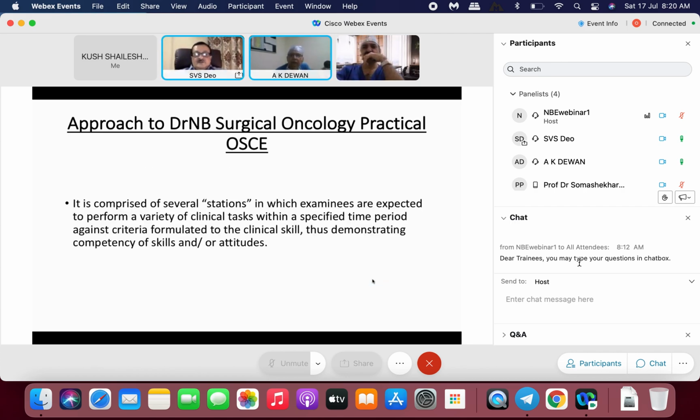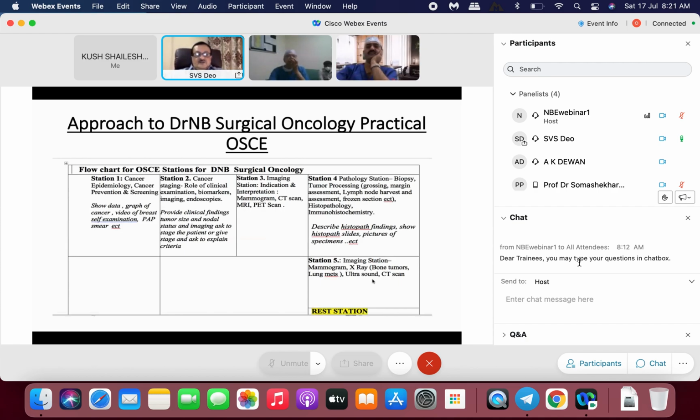It comprises of several stations. As we have already told you, 25 stations, you keep moving. I will just give some examples of how these stations are designed. Suppose you have a station 1, which can be focusing on cancer epidemiology. Maybe we'll show you some graphs or some data or something related to cancer epidemiology or screening. So you are supposed to answer those questions.